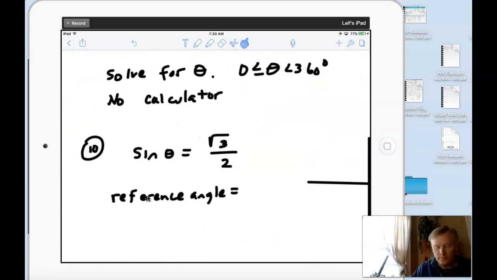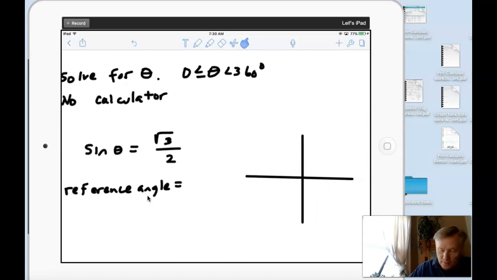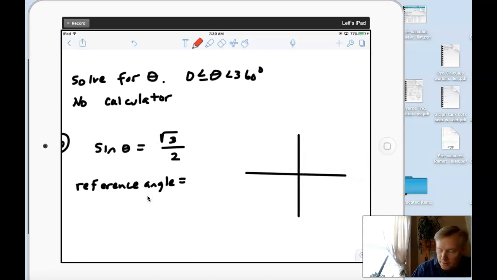Next one. Solve for theta. Theta is between 0 and 360, as it says there in the compound inequality. So the sine of theta equals the square root of 3 over 2. Now I'm going to have two answers here, okay? So I know that the sine is positive here and here. So if I go back to my triangle for a minute, that 30, 60, 90 triangle again.